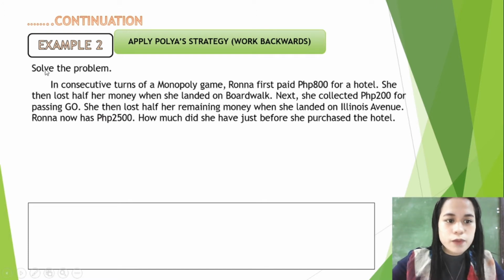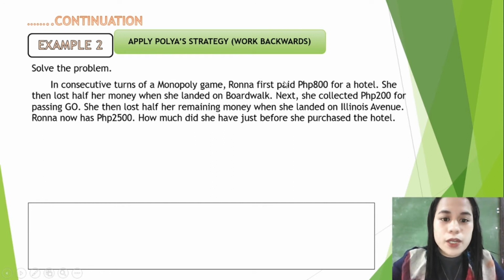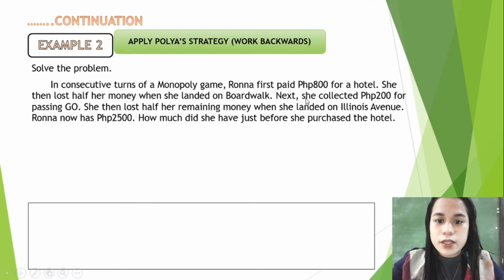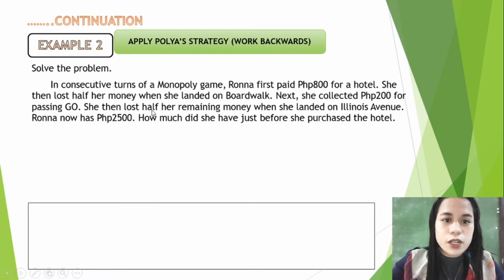In our problem, in consecutive turns of a Monopoly game, Rona first paid 800 pesos for a hotel. She then lost half her money when she landed on Boardwalk. Next, she collected 200 pesos for passing Go. She then lost half her remaining money when she landed on Illinois Avenue. Rona now has 2,500. How much did she have just before she purchased the hotel?